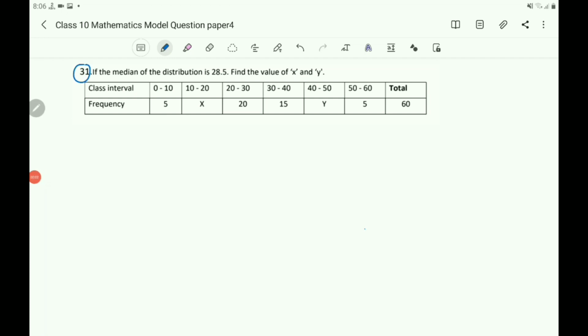Now the question number 31. If the median of the distribution is 28.5, find the value of x and y. Here the class intervals and their corresponding frequencies are given. The frequency of the class interval 10 to 20 is x, and the frequency of the class interval 40 to 50 is y, and the total of all the frequencies is given, that is 60.